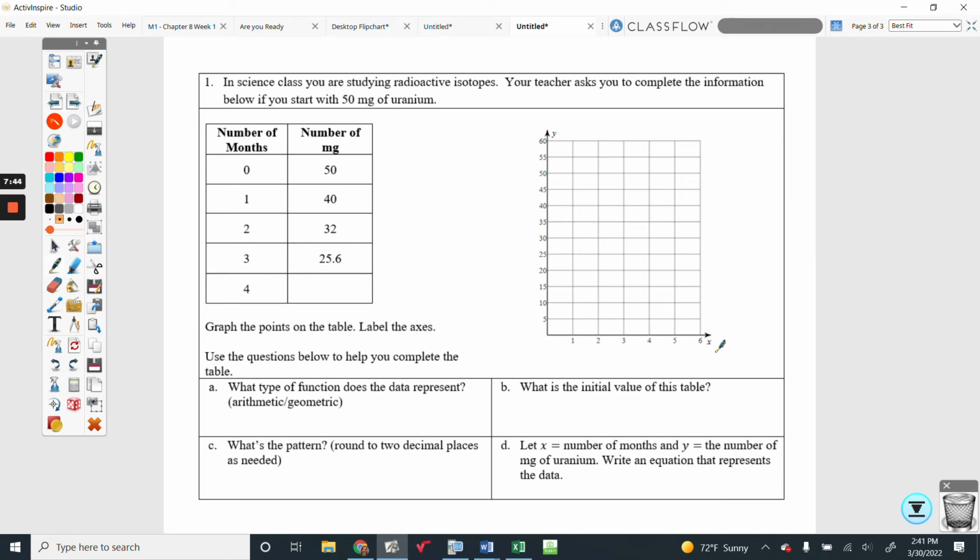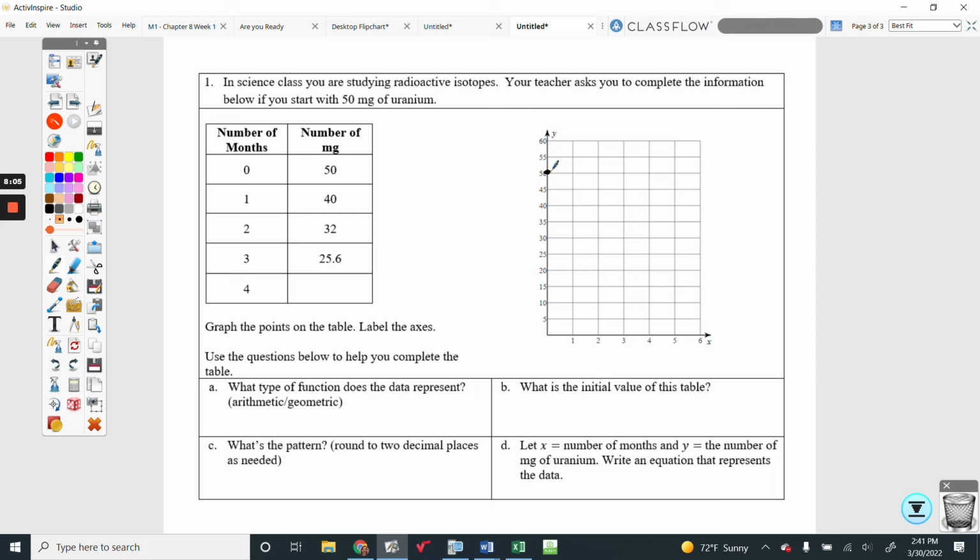In science class, you're studying radioactive isotopes. Your teacher has asked you to complete the following information below if you start with 50 milligrams of uranium. We're talking about the radioactivity and the fact that it will be becoming less radioactive as it sits around. So the number of months that pass are here, and then this is what's happening in the table. Let's go ahead and graph the points on our table.